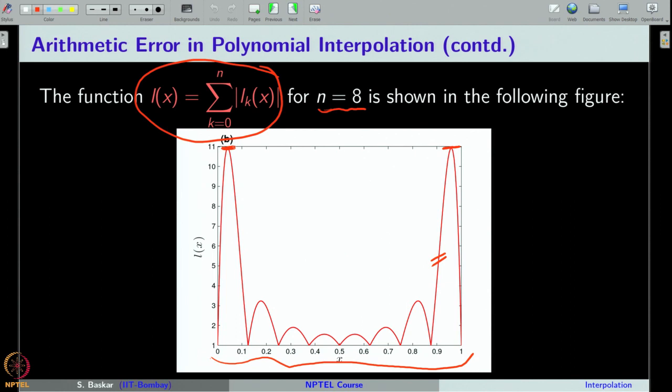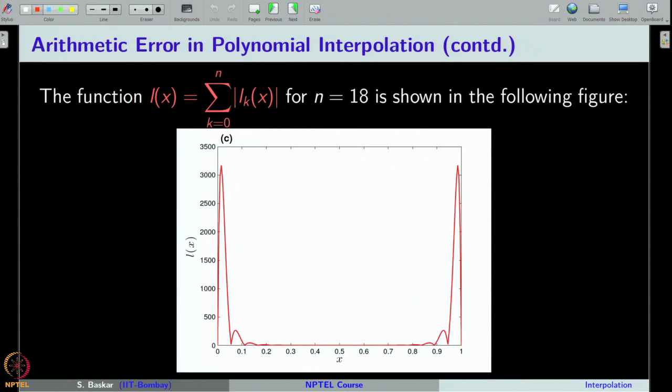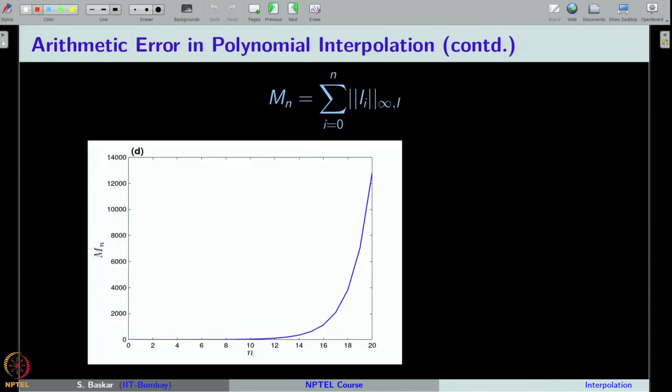Now, let us further increase the value of n from 8 to 18. You can see the maximum value of this function L of x is around 3000. So, it is growing very rapidly. In fact, we can see this quantity, which is precisely sitting on the right hand side, that is on the upper bound of our arithmetic error, right? Its graph as a function of n is shown in the blue solid line. You can see that the graph is growing exponentially, right?